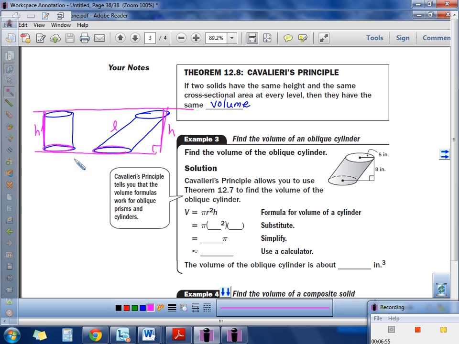The cross-sectional term means if you take a cross-section here, and they're the same, then all the others are going to be the same as well. So those two shapes are actually going to have the same volume, even though one is leaning to the side.